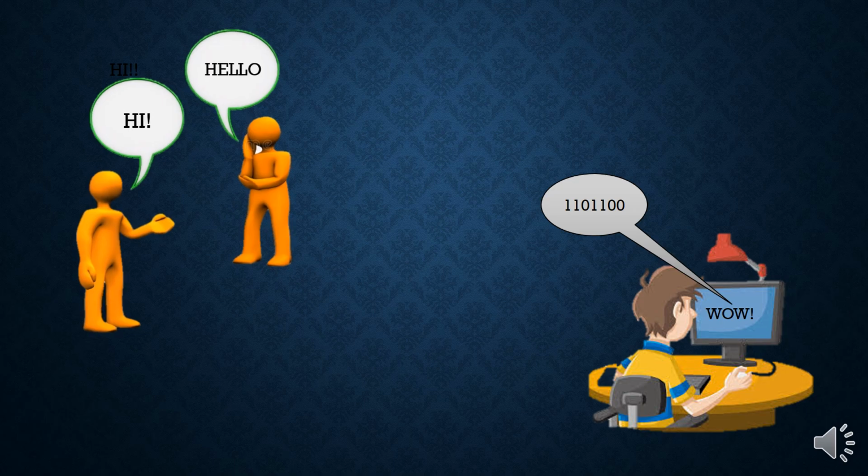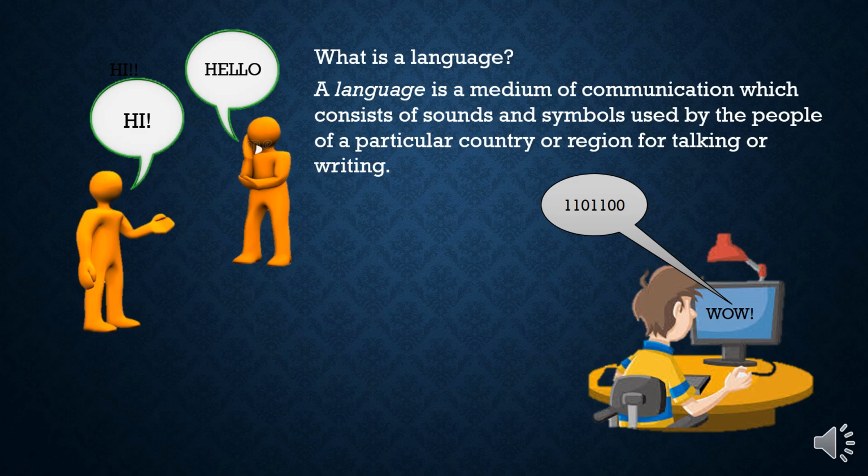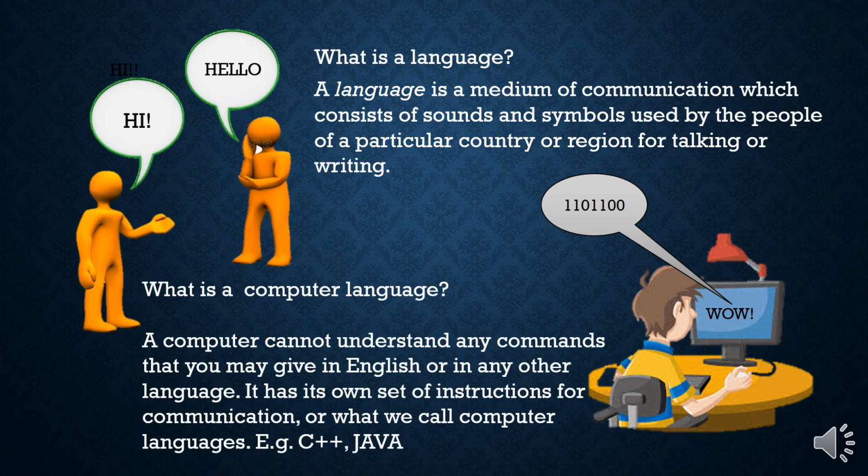Students, you all will agree that we need a language if we want to communicate with each other. Language is a key to human life. Language allows us to communicate with one another. We all need a language to express our feelings and emotions. In the same way, a computer also needs a language to communicate. So what is a computer language?